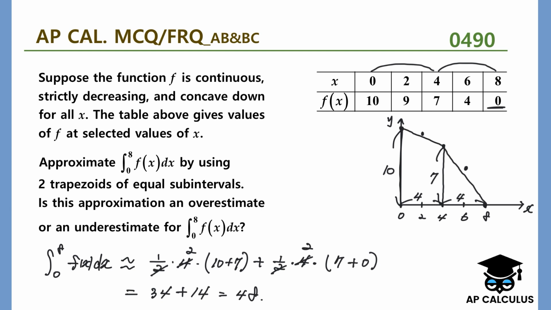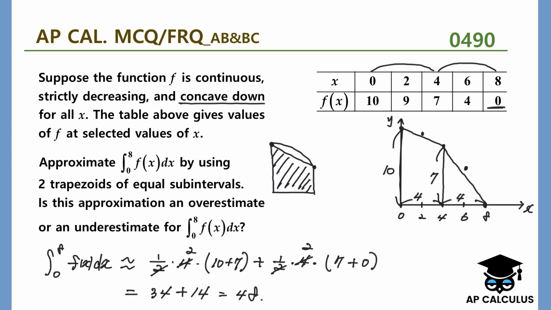There is one more question here. Is this approximation an overestimate or an underestimate for this definite integral? Okay, if a function is concave down, the graph of f looks like that, right? Then if we draw a trapezoid by drawing a line segment here, that's going to be an underestimate, right? Because the area of the trapezoid is only this, but the definite integral is the area under this curve, right? So when f is concave down, our trapezoid is an underestimate.